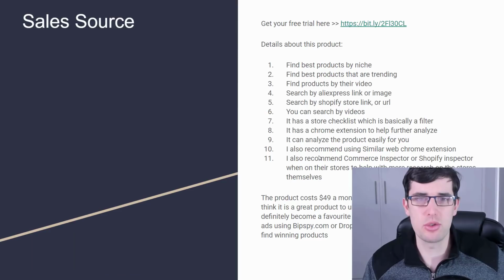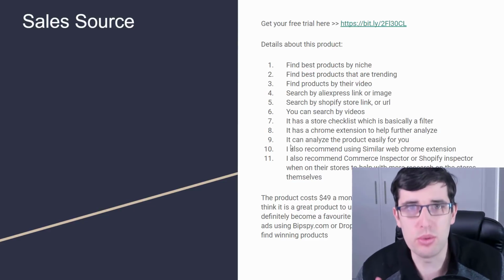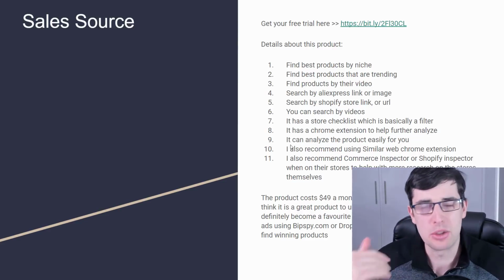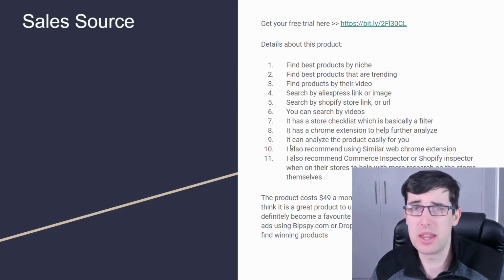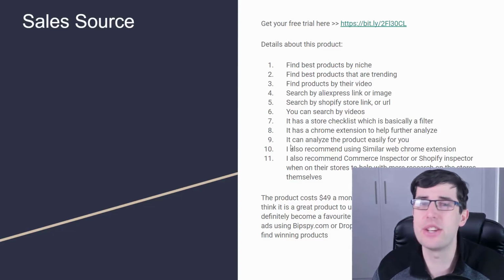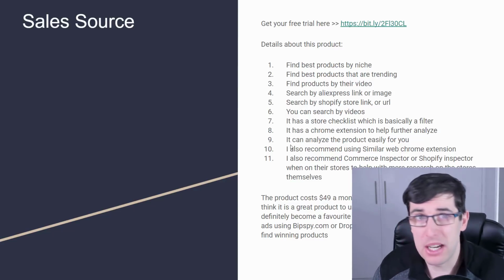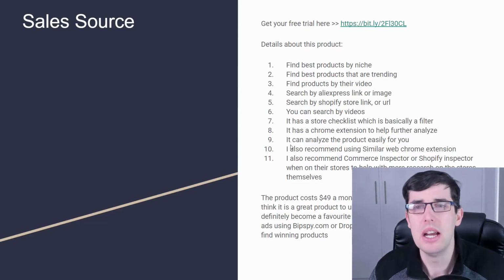So the product research tool is called Sales Source. I only recently found out about this tool. Very handy tool. I just want to outline a couple of benefits before we jump into the back end of it. You can find the best products by niche, which is really handy. They've got tons of niches there. Find best products by trending. So that's just everything. It's not just by niche.